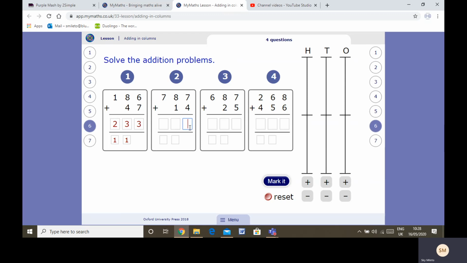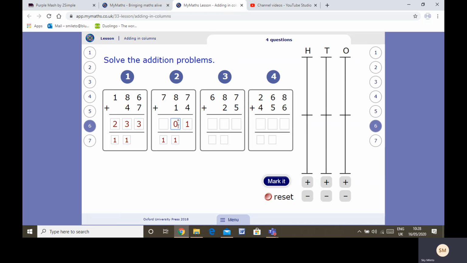7 plus 4 is 11. So we've got 1 in the ones column and 1 in the tens column. 8 plus 1 plus 1 would be 8, 9, 10. 10 tens is the same as 100. 80, 90, 100. So I don't have any spare tens because that 100 will be moved to here.